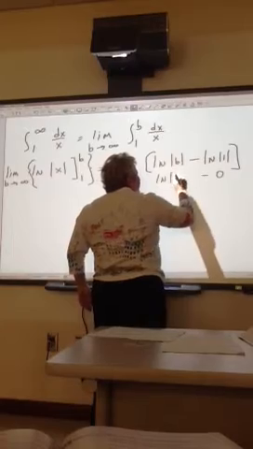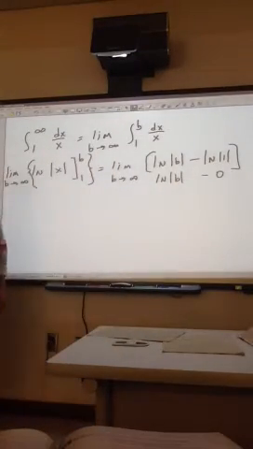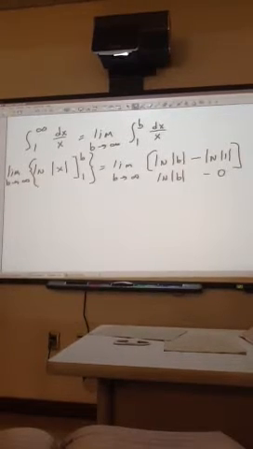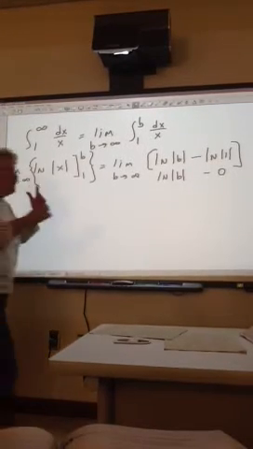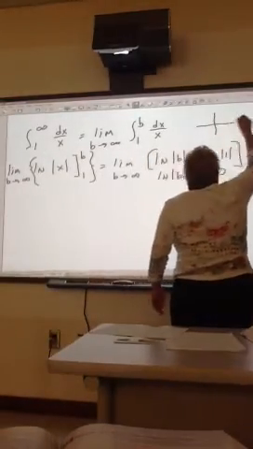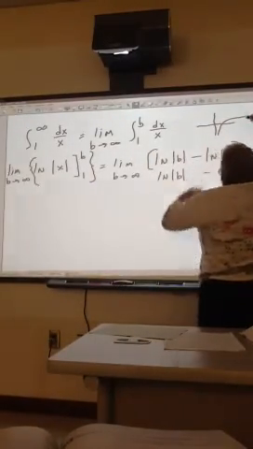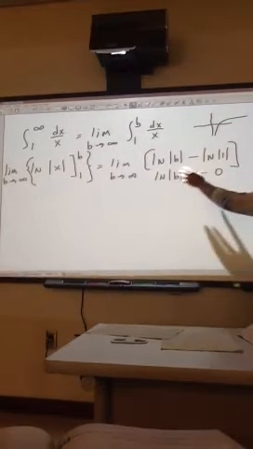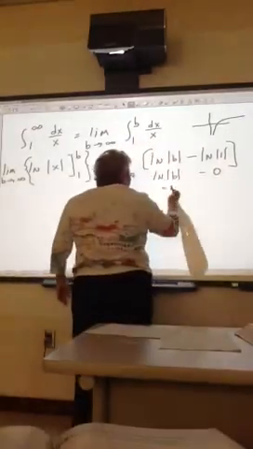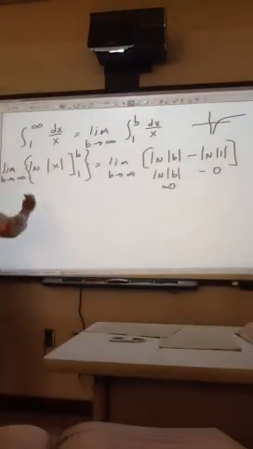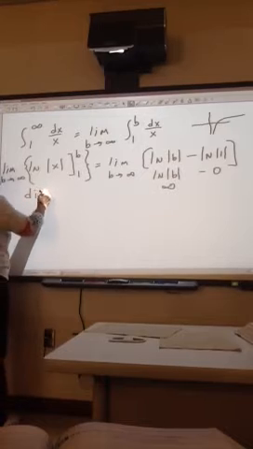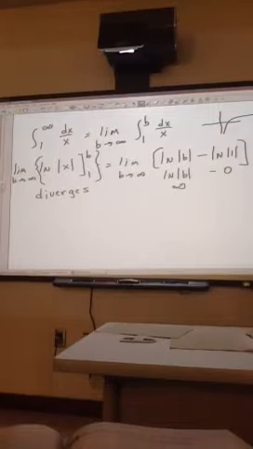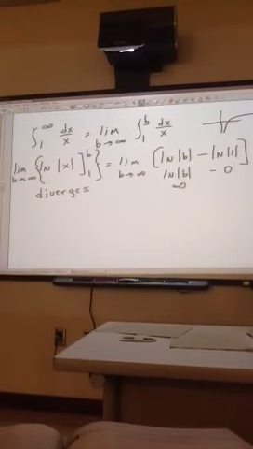But what's the limit of natural log as b goes to infinity? Infinity. If you think about the picture, ln looks like this, and as this goes further and further, that goes up and up. So this piece is going to infinity. And so what we say is that this integral diverges. We did not get a finite answer. We got infinity.